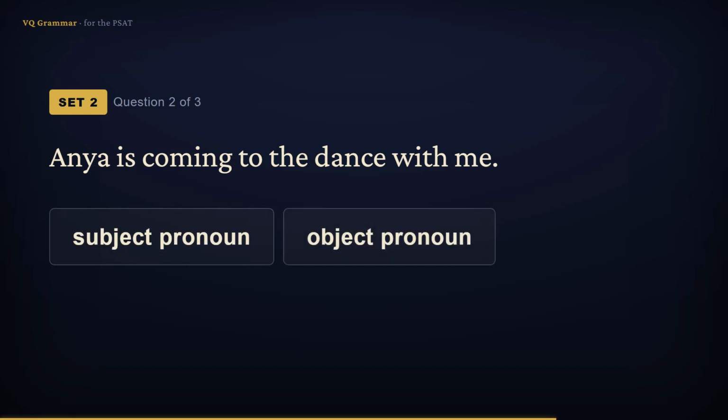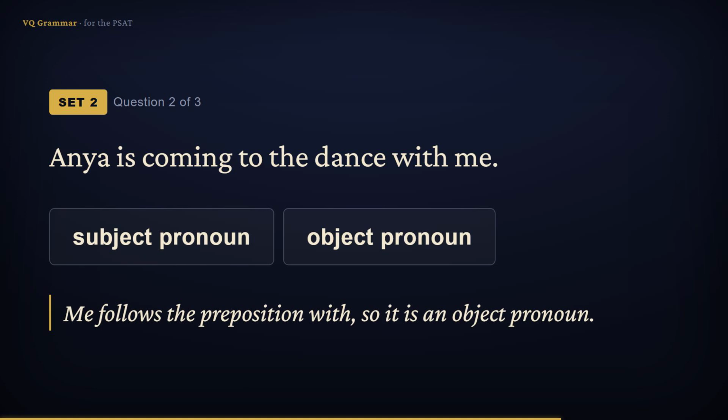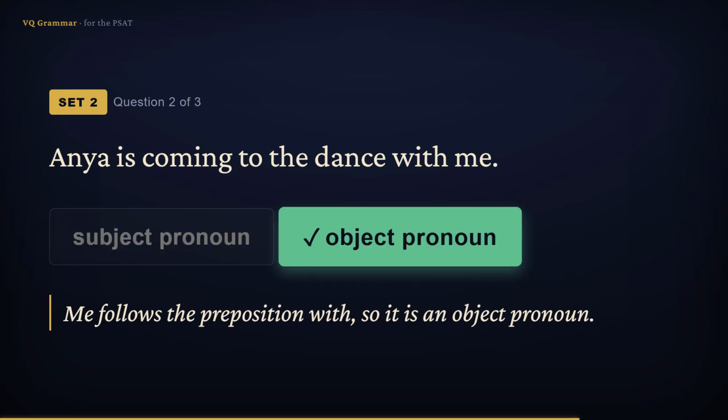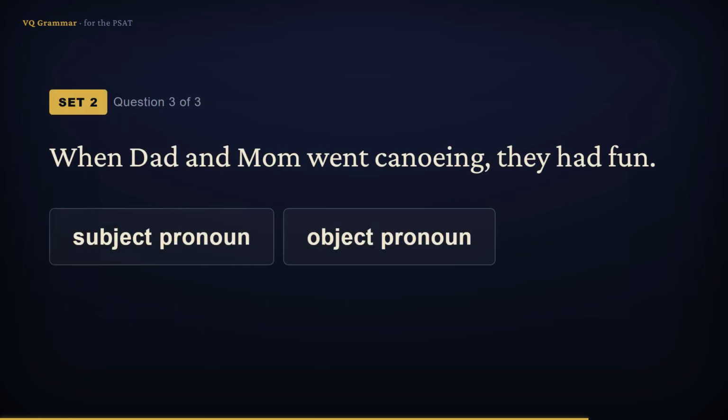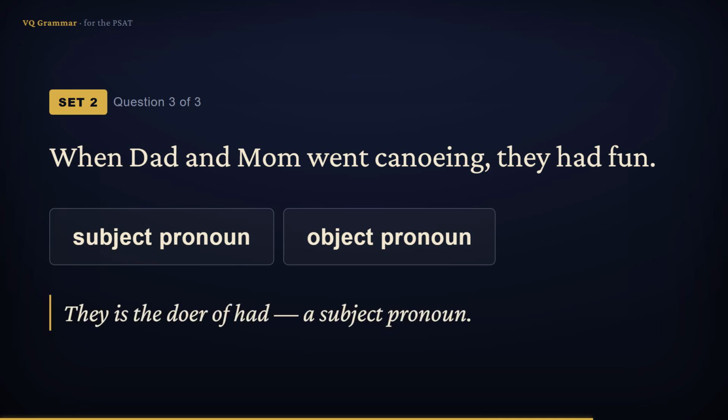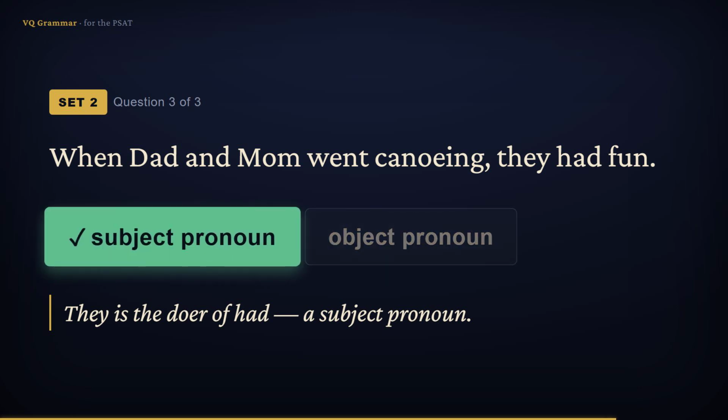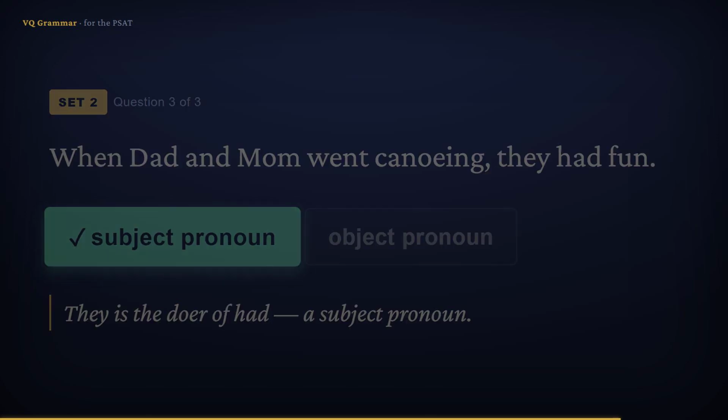Anya is coming to the dance with me. Look at me. It sits right after with, and with is a preposition. A pronoun that follows a preposition takes the object form. So the answer is object pronoun. When Dad and Mom went canoeing, they had fun. Look at they. It stands in for Dad and Mom, and it's the doer of the verb had. Since the pronoun is doing the action, it's a subject form. So the answer is subject pronoun.